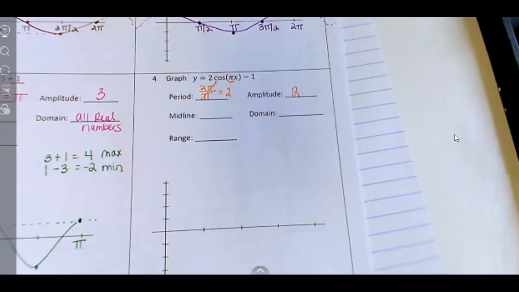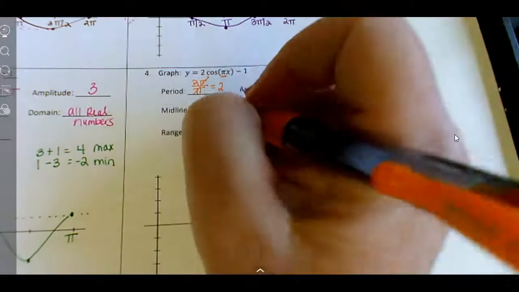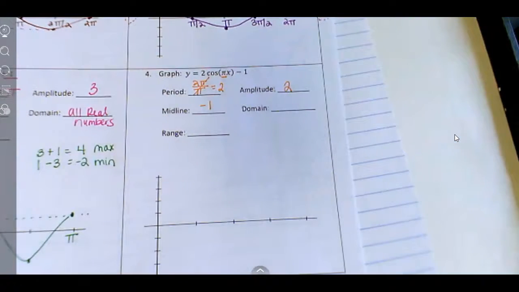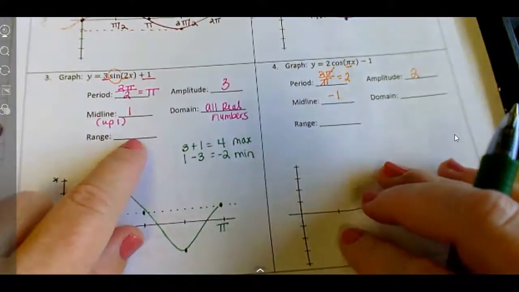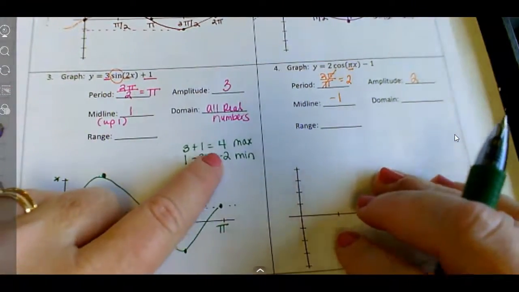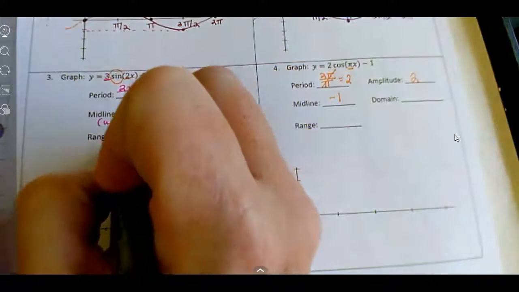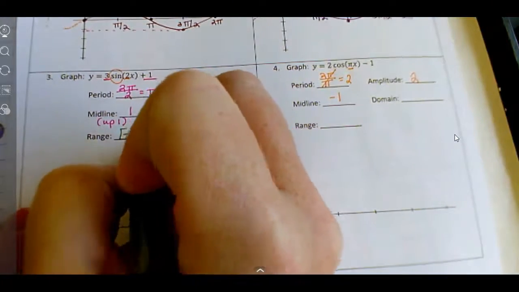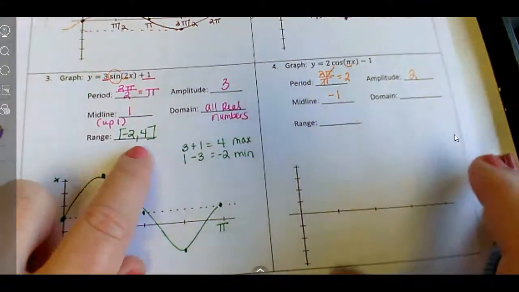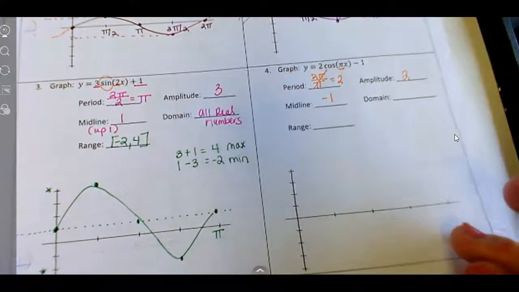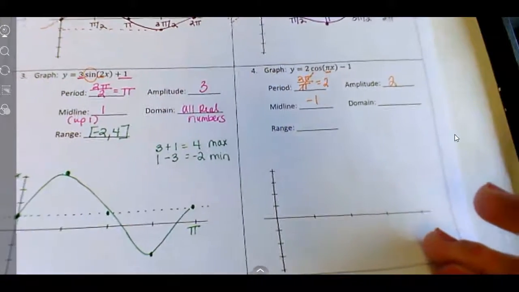Midline is the middle of the graph. It's how much you move up and down. So the midline would be -1. And then we'll find domain and range again in a minute. I think I forgot to tell you how to find the range over here. We found the min and the max. That represented the range. If you find the min and the max, that tells you what the range is.